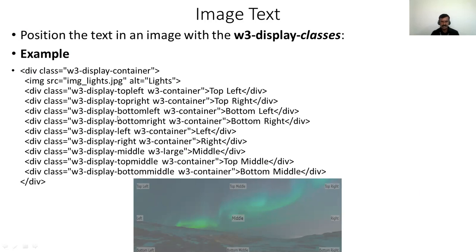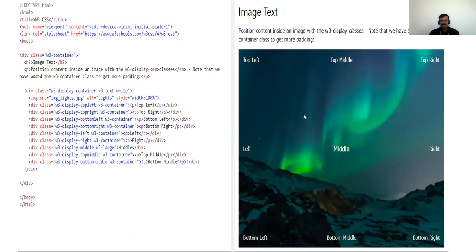And so on: left side, right side, middle side, top middle side. All the examples, all the output can be displayed in the images. That is an image text. So this is the example coding for that. Okay, we can clarify that.